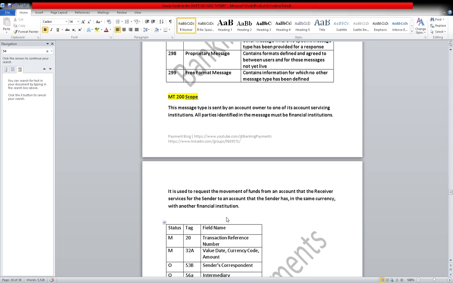And 910 and 950 are, at the end of the day, the receiver's statement or confirmation of message. So that one we're going to see later.